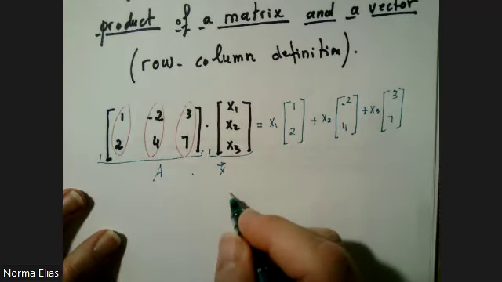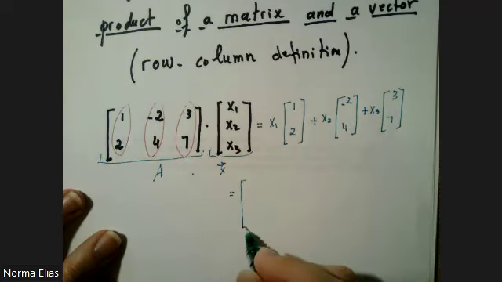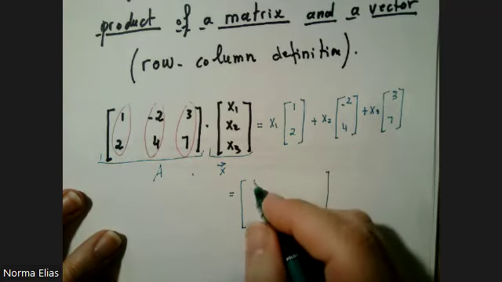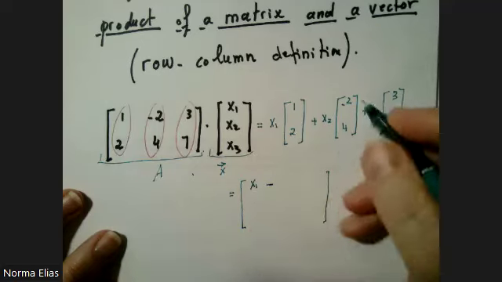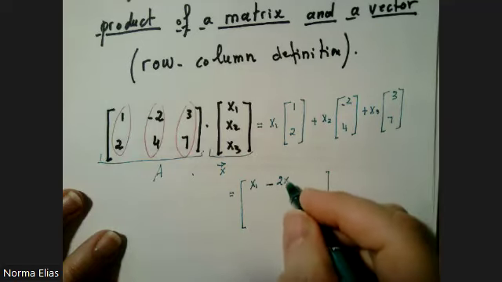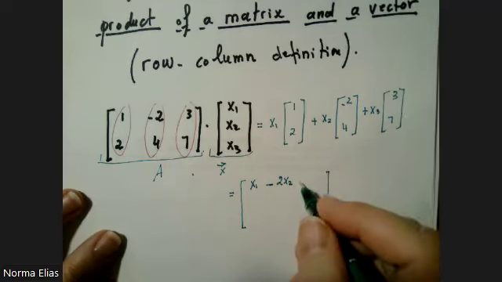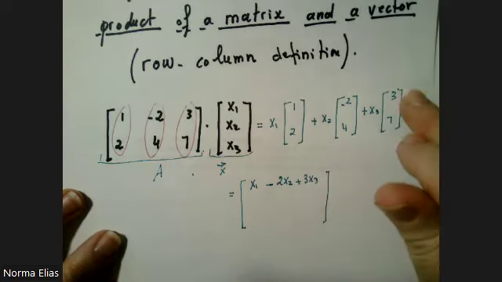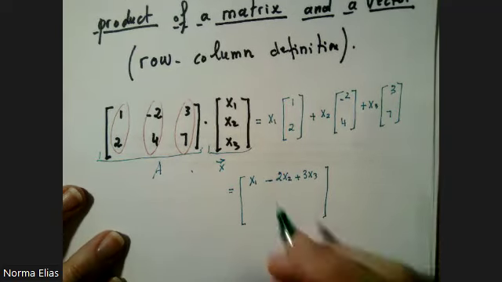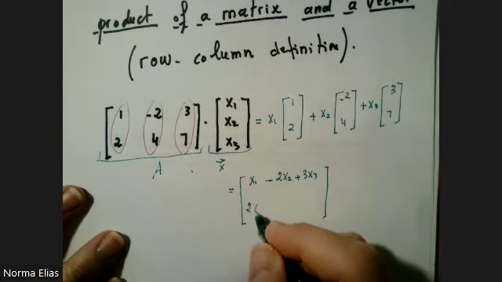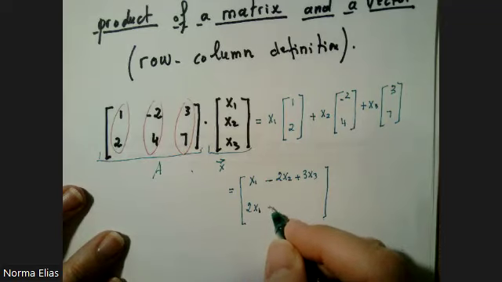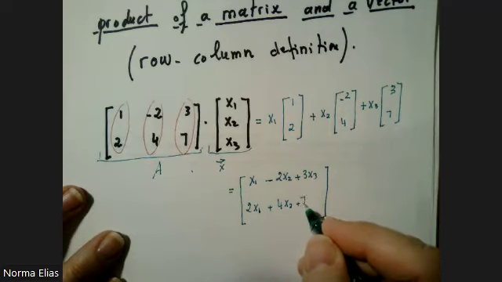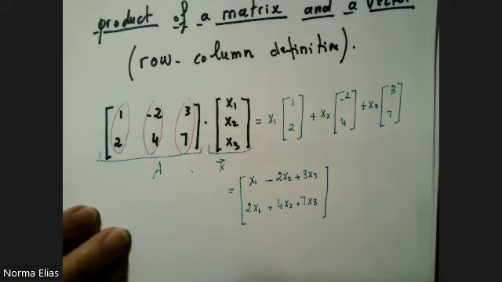Now, we're adding vectors, so let us add them. So this is x1 minus 2 x2 plus 3 x3. I am adding the first row. Now I'm going to add the second row. 2 x1 plus 4 x2 plus 7 x3.